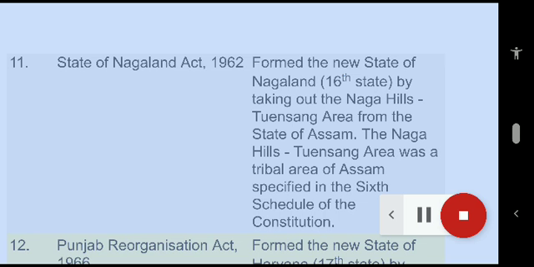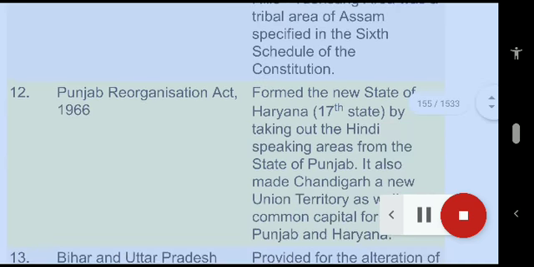11. State of Nagaland Act 1962 formed the new state of Nagaland, 16th state, by taking out the Naga Hills Tuensang area from the state of Assam. The Naga Hills Tuensang area was a tribal area of Assam, specified in the 6th Schedule of the Constitution.